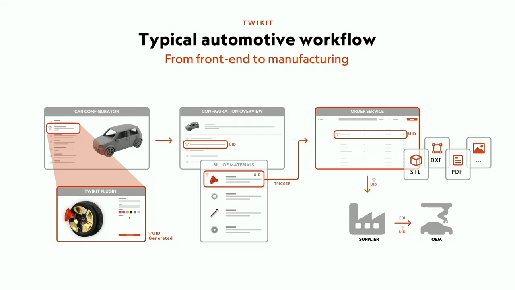From the moment the product is ordered, a unique configuration ID is saved and linked to that vehicle ID. That means that customized products can be fully traceable from the front end, which is a vehicle configurator, all the way to manufacturing and assembly.